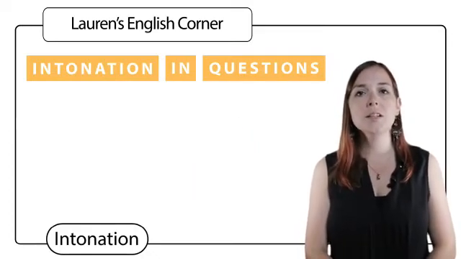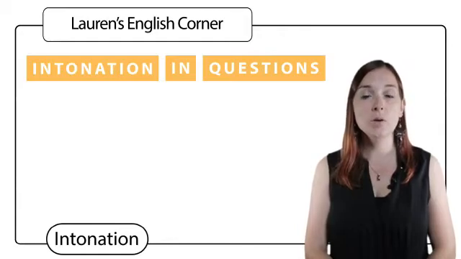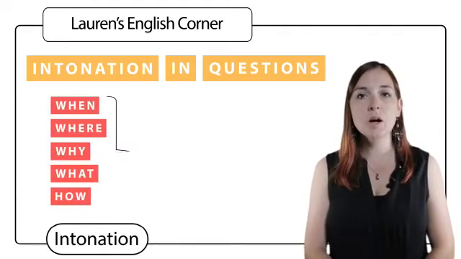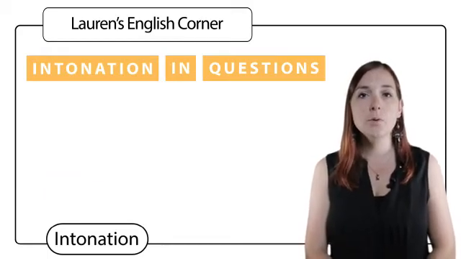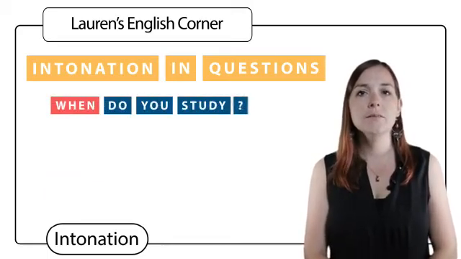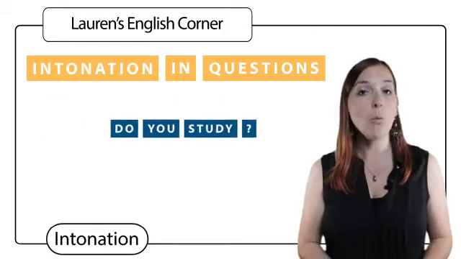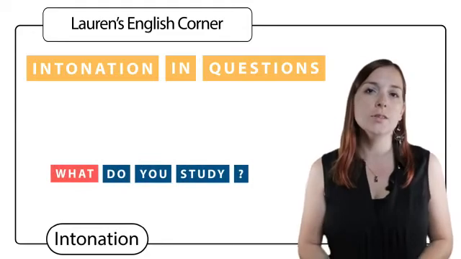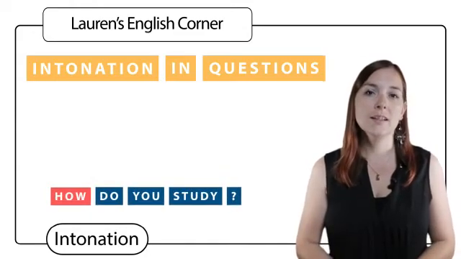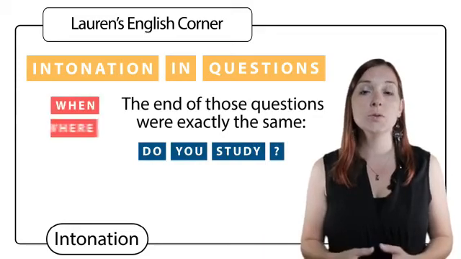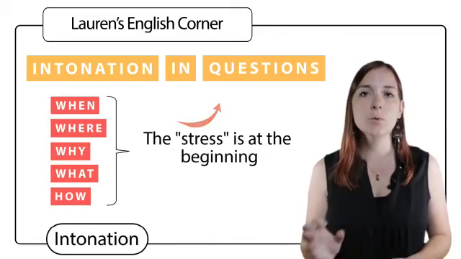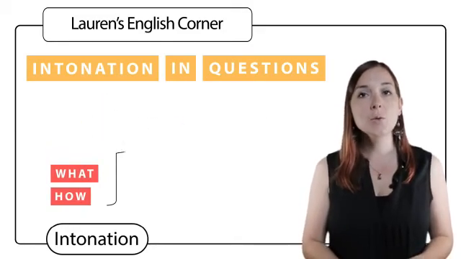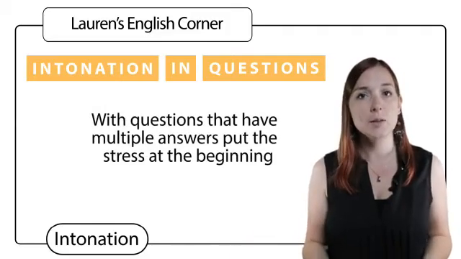However, if you're asking a question which could have multiple answers, like the wh questions, then the first part of the question becomes the most important part, and that's why we stress the beginning. The end of the question could be exactly the same. For example, you could ask, when do you study? Where do you study? Why do you study? What do you study? How do you study? As you can see, the end of all of those questions was exactly the same. So the stress, the intonation, is at the beginning, so you can highlight the important part of the sentence. So any question that has multiple answers, the stress is at the beginning.